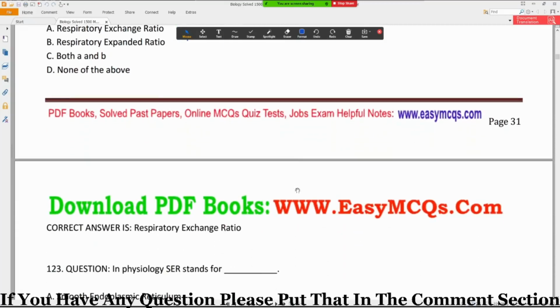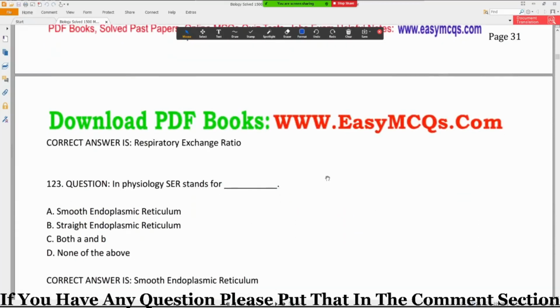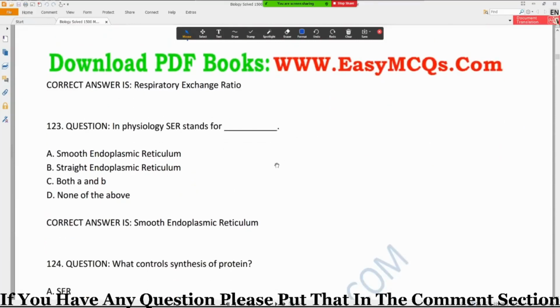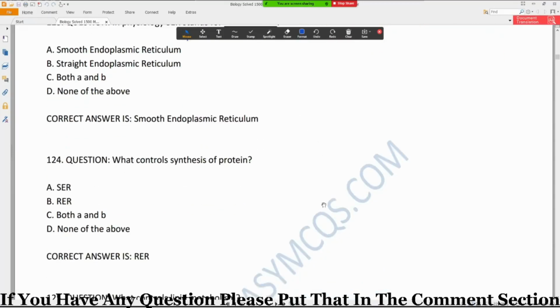Okay, question number 123. In physiology, SER stands for, option A smooth endoplasmic reticulum, option B straight endoplasmic reticulum, option C both A and B, and option D none of the above. Here again, endoplasmic reticulum, we have two types: rough endoplasmic reticulum and smooth endoplasmic reticulum. Smooth endoplasmic reticulum is represented also by SER. So here SER stands for smooth endoplasmic reticulum, which is option A. So option A is the correct option.